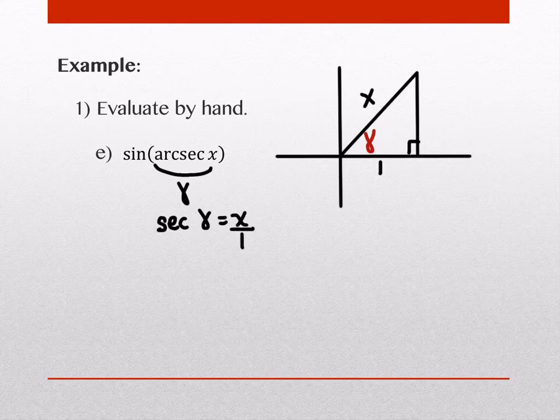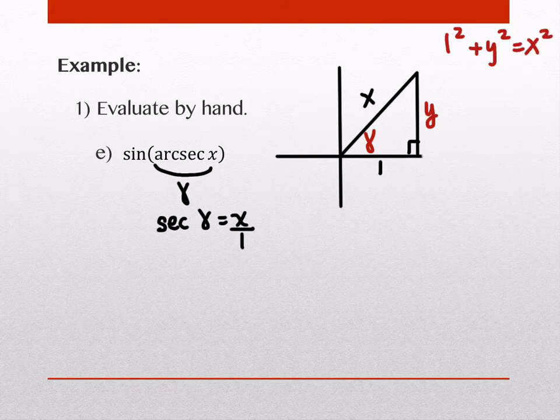Hypotenuse over adjacent instead of adjacent over hypotenuse, because that's how cosine and secant are related. Finding the third side, that's a Pythagorean identity issue, right? So we need to figure out what this side is. I'll call it y for the moment. I know from the Pythagorean identity that 1 squared plus y squared equals x squared.